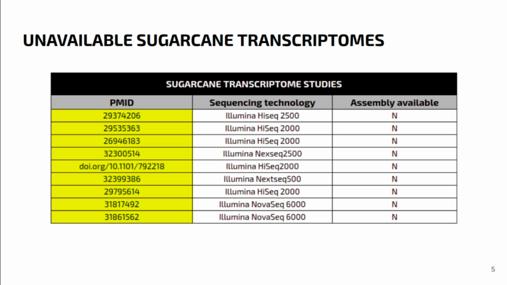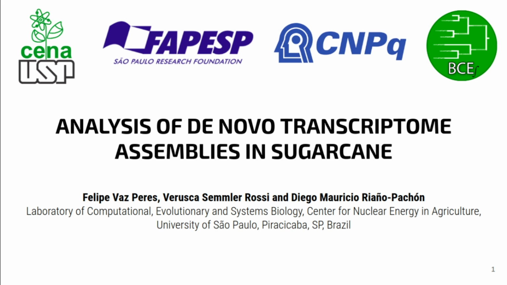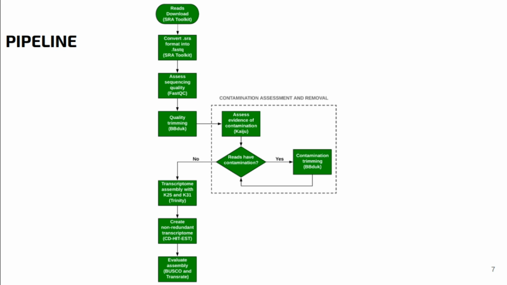And after this background, we can see our preliminary results of our analysis of the de novo transcriptome assemblies in sugarcane. We created a pipeline to assemble transcriptomes from the raw RNA datasets. In the first step of our pipeline, we need to download the raw reads of the studies. Then in the next step, we need to convert the SRA format of the reads into FASTQ format. And to do that, we are using SRA Toolkit.